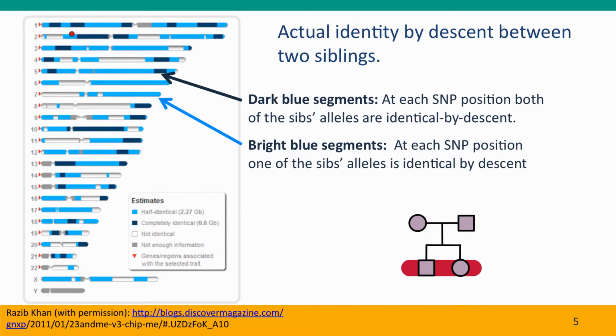And what I want to again point out is the light blue segments are places where they both got the same allele from mom or from dad. The dark blue segments are places where they got the same allele from mom and the same allele from dad. And the white segments are where they got different alleles from both mom and from dad.